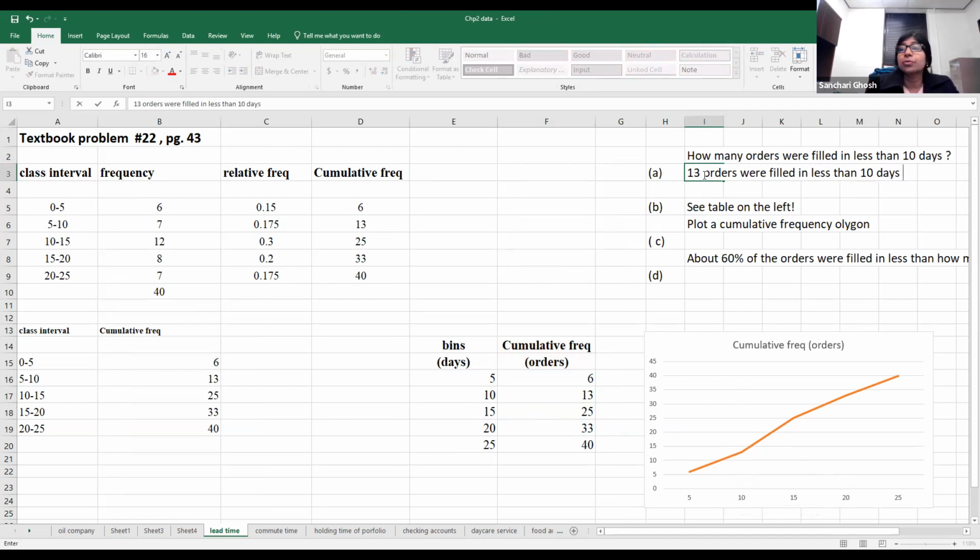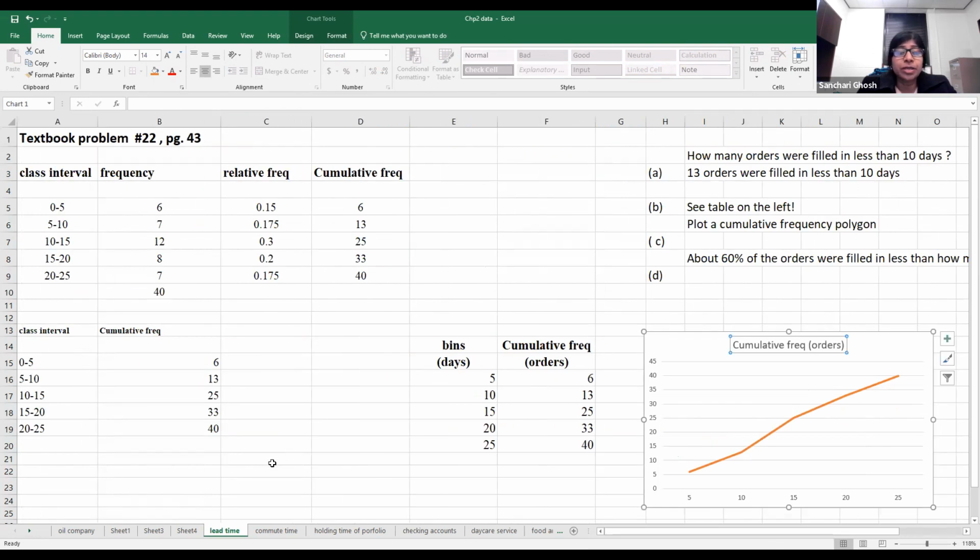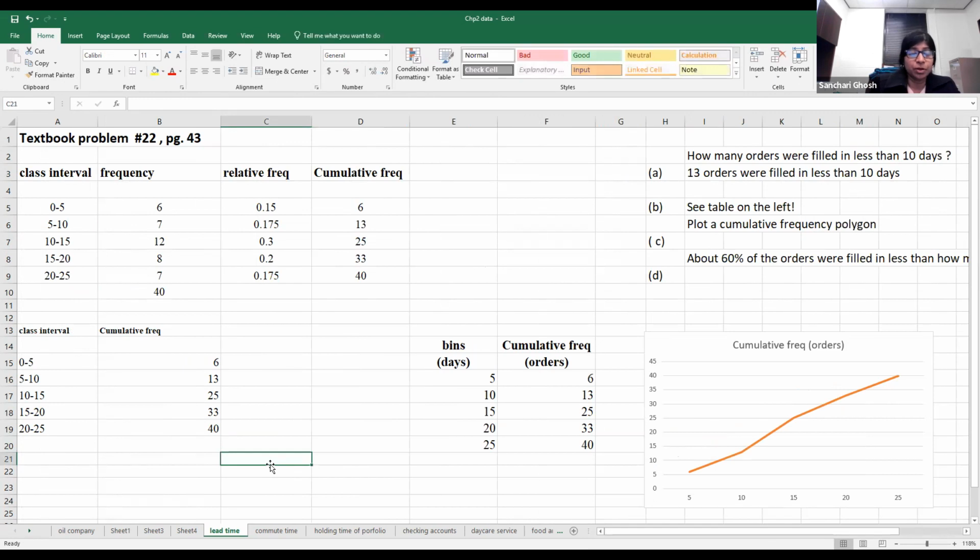So that's a good way of illustrating what we just learned and putting the frequency polygon and the cumulative frequency polygon, answering these. Plot a cumulative frequency polygon, that was one of the questions in that problem. So we have already plotted, and based on that, another question: 60% of the orders were filled in how many days?